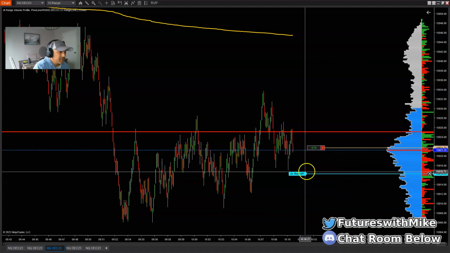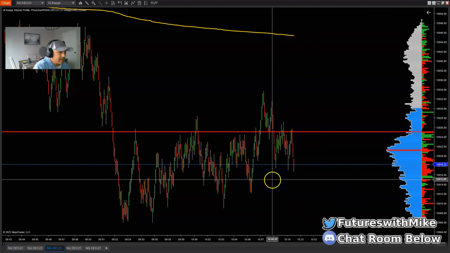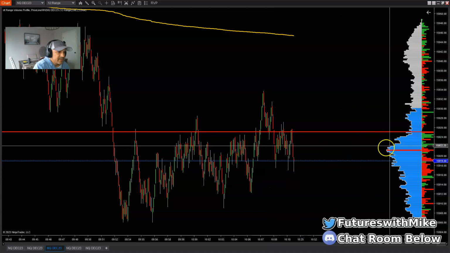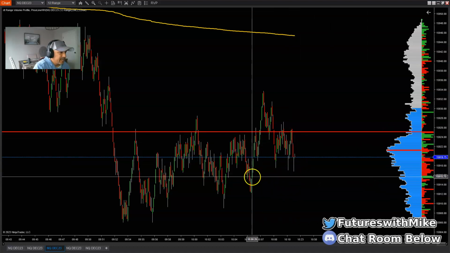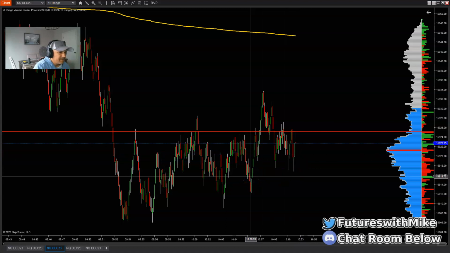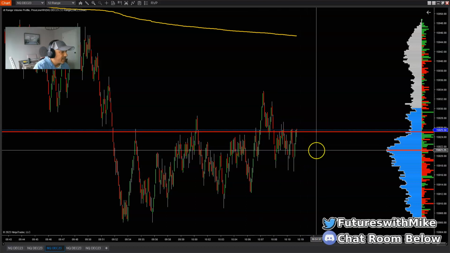I don't know what it's trying to do here. So we're testing this area. I'm taking out. All right. Taking out. It's just moving sideways in this high volume area here. So I'm going to take what I can get. It's probably going to run down here to at least the 915, 916 area. But it's moving sideways right now. So this is very tricky.